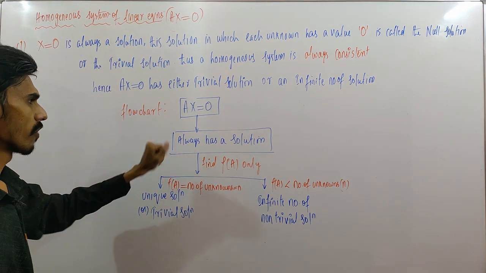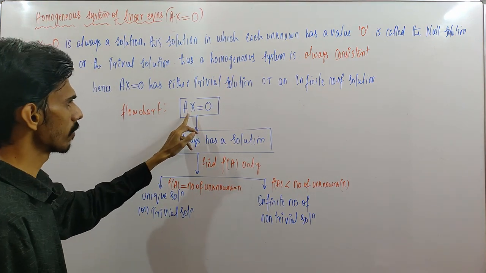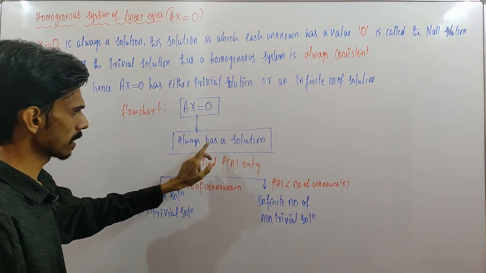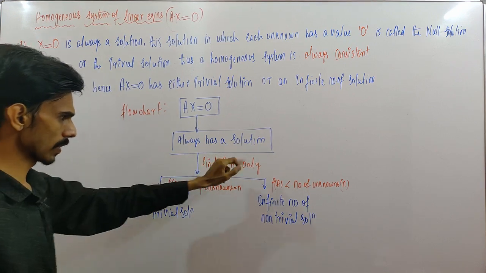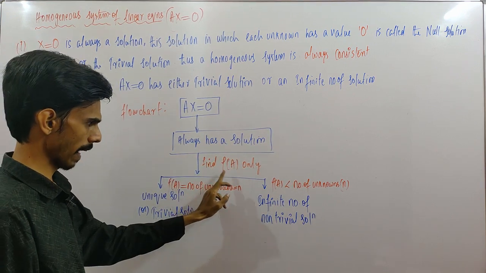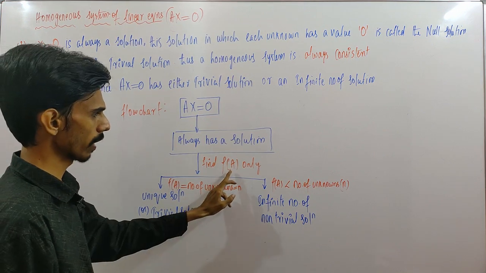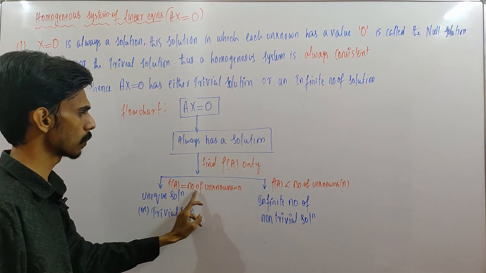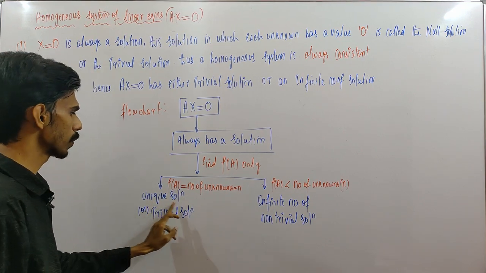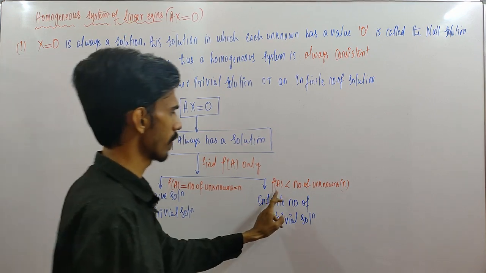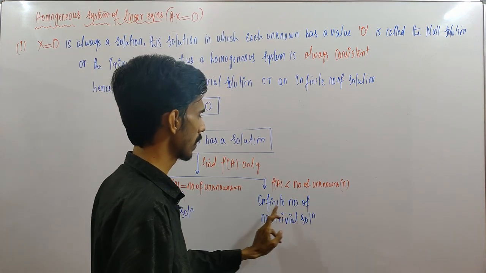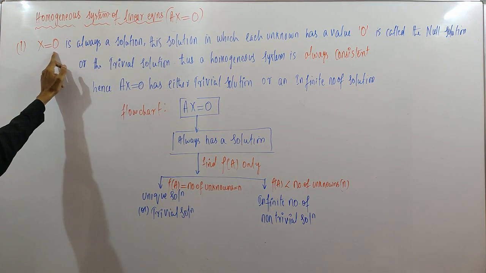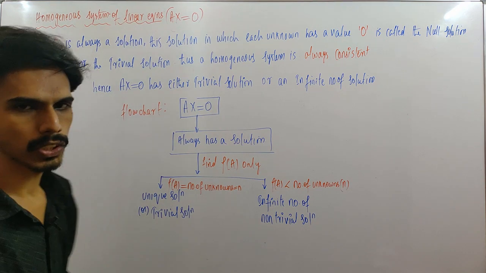Let us see the flowchart or working rule for this homogeneous system. We have AX = 0, a system of homogeneous equations, which always has a solution. First of all, we have to find the rank of A only. We do not require the augmented matrix here. If the rank of A is equal to the number of unknowns n, then we have a unique solution, the trivial solution. If the rank of A is less than the number of unknowns, then we have an infinite number of non-trivial solutions. But X = 0 is always a solution, that is the trivial solution.